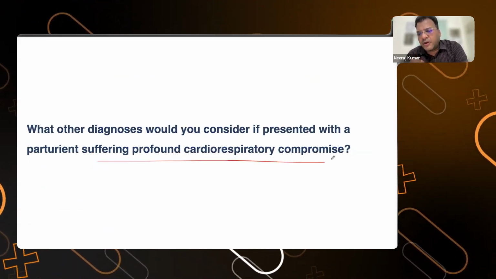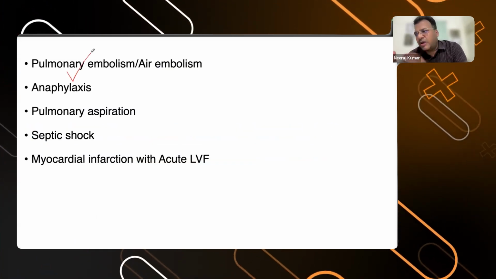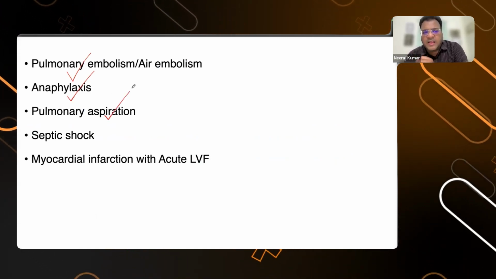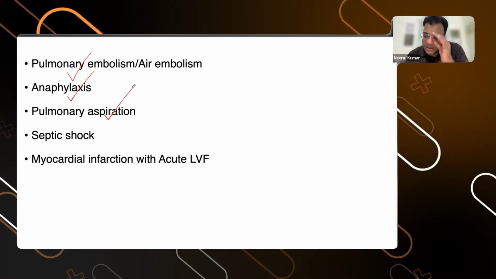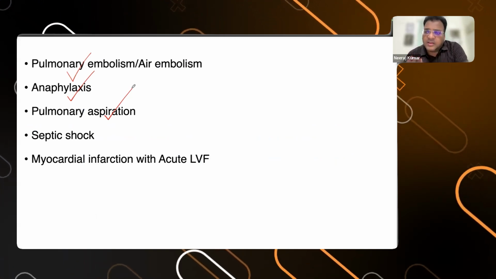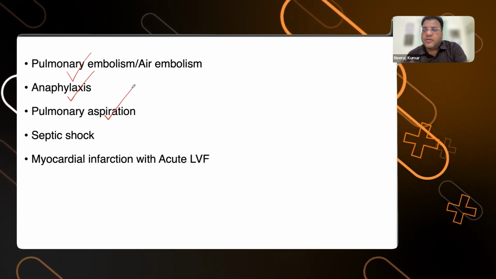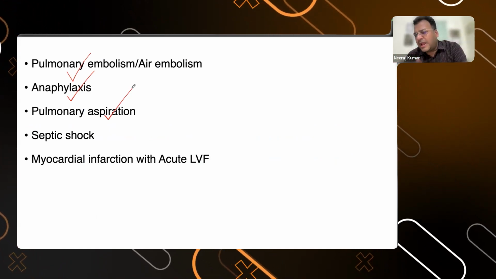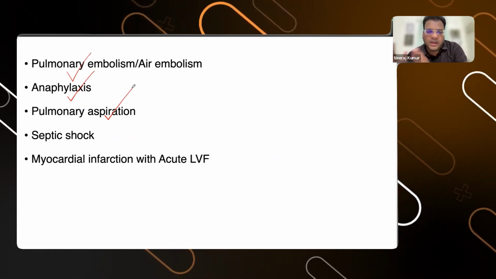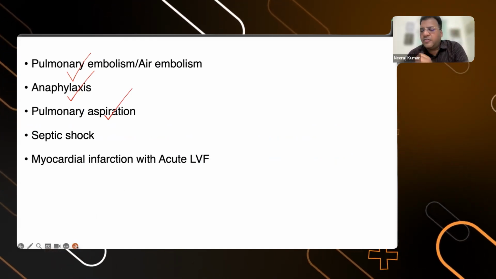Now, what other diagnoses will you consider with a similar presentation, profound cardiorespiratory compromise? A few of them are: if the patient has an air embolism or pulmonary embolism, anaphylaxis, pulmonary aspiration, an underlying septicemia leading to septic shock, or a sudden STEMI, ST segment elevation MI, or underlying left ventricular failure, because of which the patient may land up in myocardial infarction or cardiogenic shock later on. So these can all lead to a presentation similar to amniotic fluid embolism.